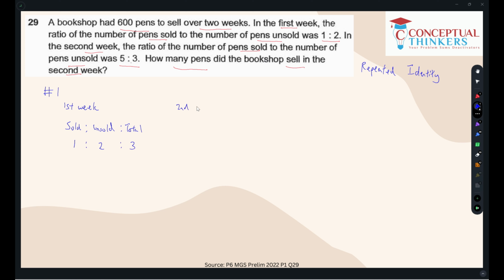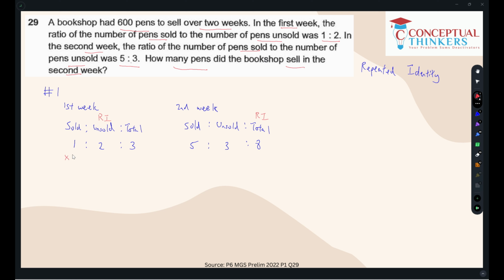If you look at the second week, for sold against unsold and the total, we're going to have 5:3:8. We just need to add up to get 8. The repeated identity here should be the total of the second week against the unsold in the first week. You notice that the unsold here is 2 and the total here is 8. They are not the same, and they should be the same because they are the repeated identity. So we're going to make this 2 become 8.